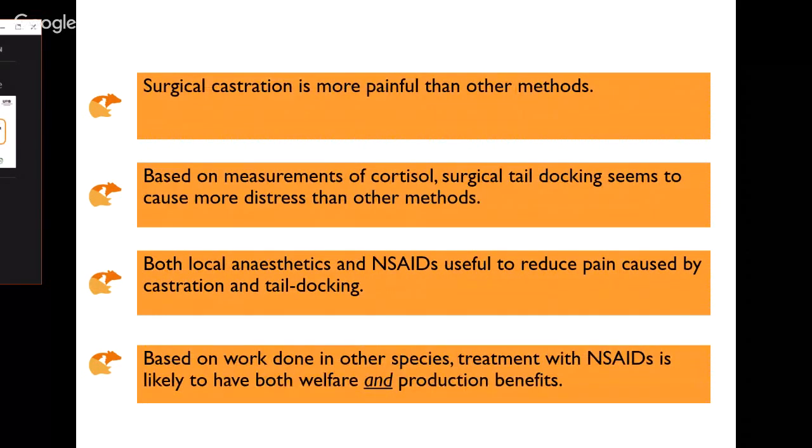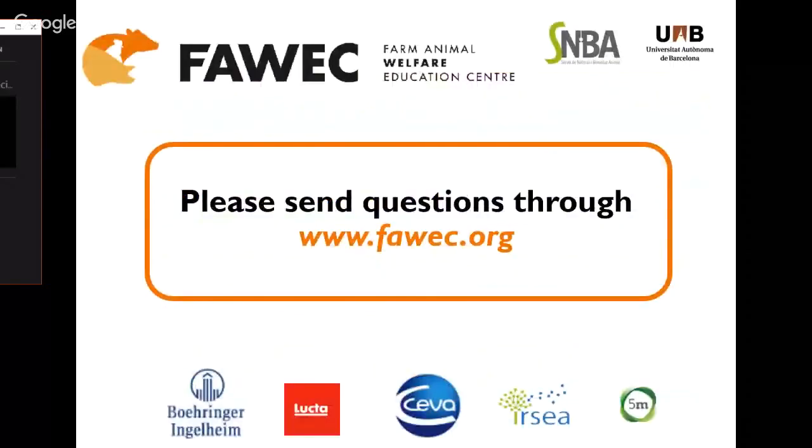Apparently, surgical castration is more painful than other methods and is not to be recommended at all. Based on measurements of cortisol, surgical tail docking also seems to cause more distress than other methods. Both local anesthetics and NSAIDs are useful to reduce pain caused by castration and tail docking. And finally, based on work done in other species, treatment with NSAIDs is likely to have both welfare and production benefits. So thank you very much indeed for listening, for your attention.